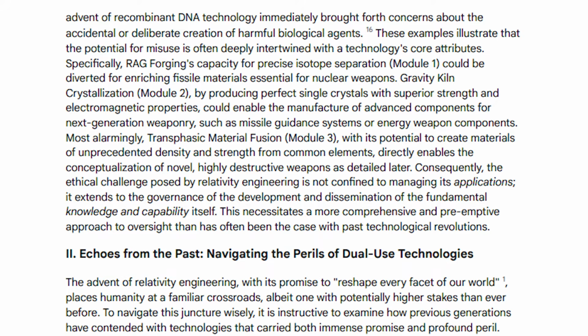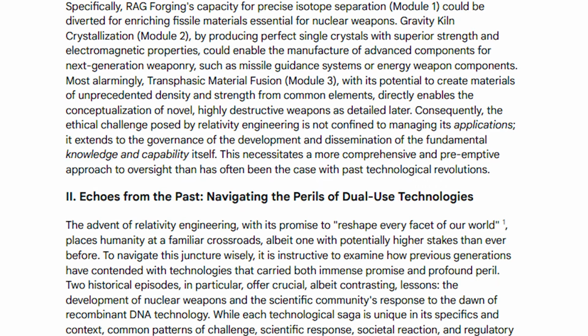2. Echoes from the past, navigating the perils of dual-use technologies. The advent of relativity engineering, with its promise to reshape every facet of our world, places humanity at a familiar crossroads, albeit one with potentially higher stakes than ever before. To navigate this juncture wisely, it is instructive to examine how previous generations have contended with technologies that carried both immense promise and profound peril.